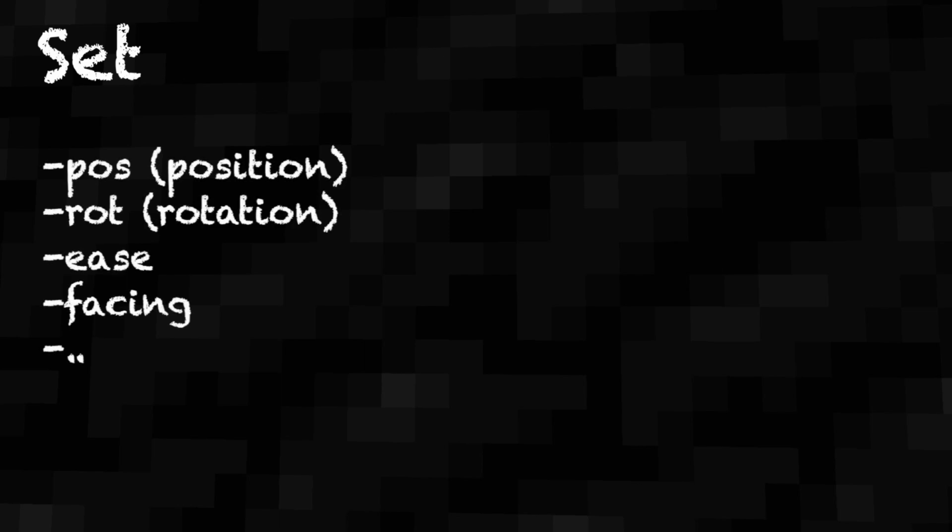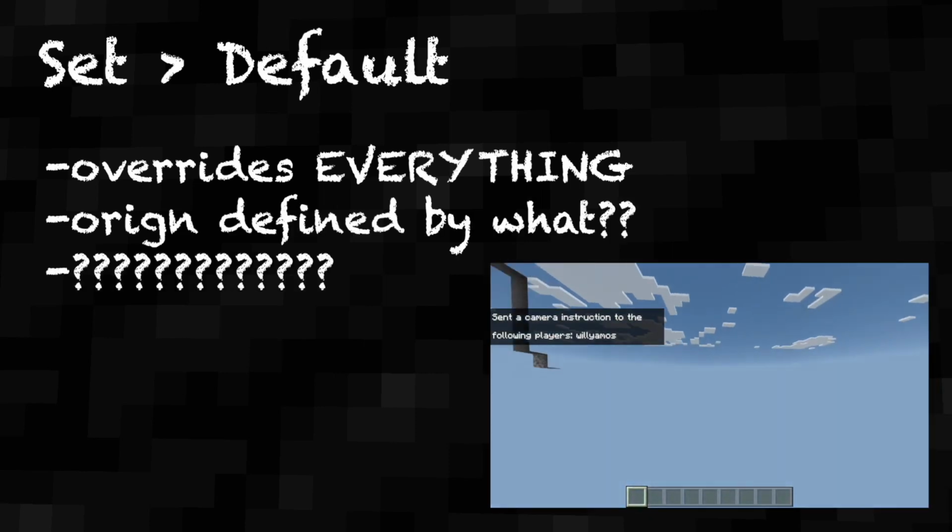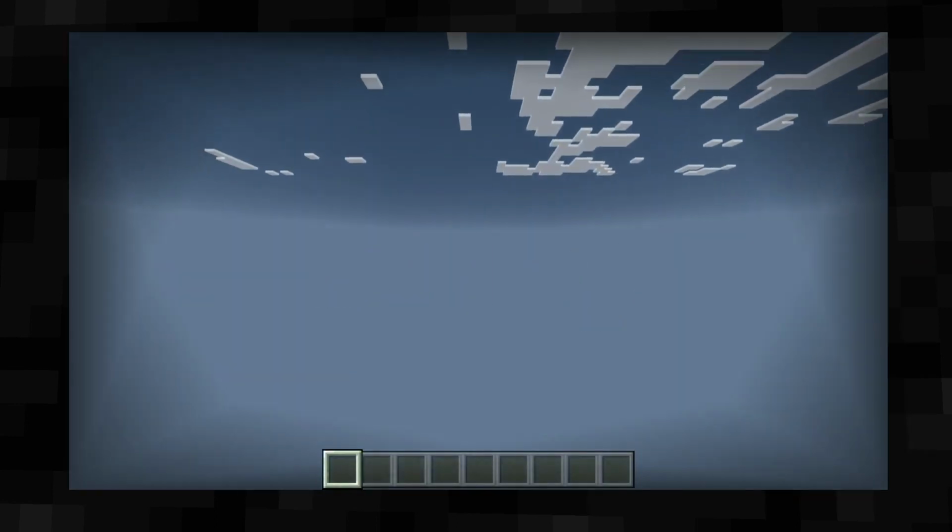What's that? You want to know the 5th sub option too? I'll make it short and simple. It's called default, and it overrides all directional sub options like rot and position, and takes your camera to the origin defined by Minecraft's camera command JSON file or whatever data pack you're using. See? Boring. Don't care. Alright, stand up, stretch a little, and rejoice, because we're done with the set option.